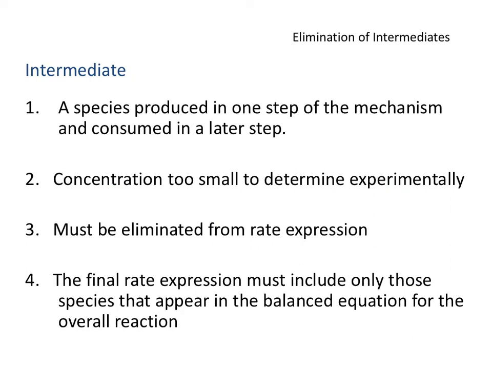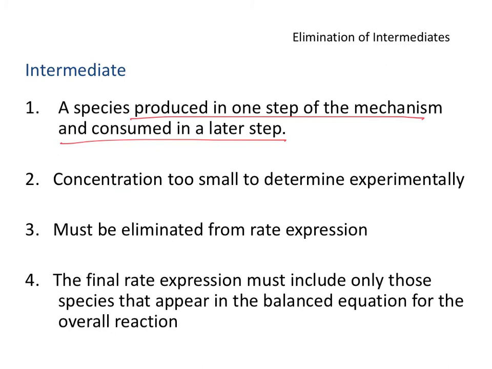We already discussed what intermediates are. Intermediates are produced in one step and they are consumed in a later step. And the concentration is always just too little to be measured. And so these are usually eliminated from the rate expression.